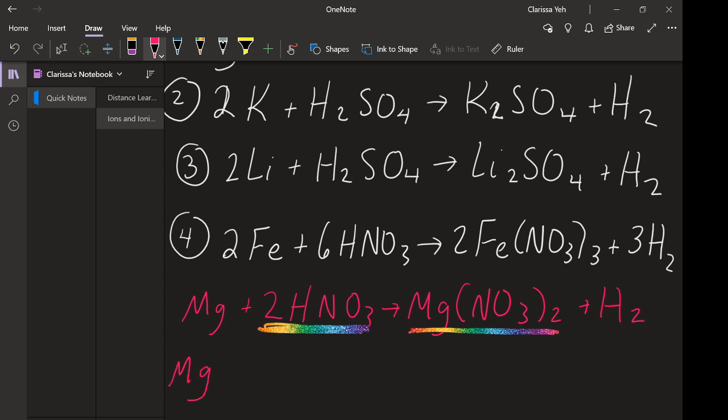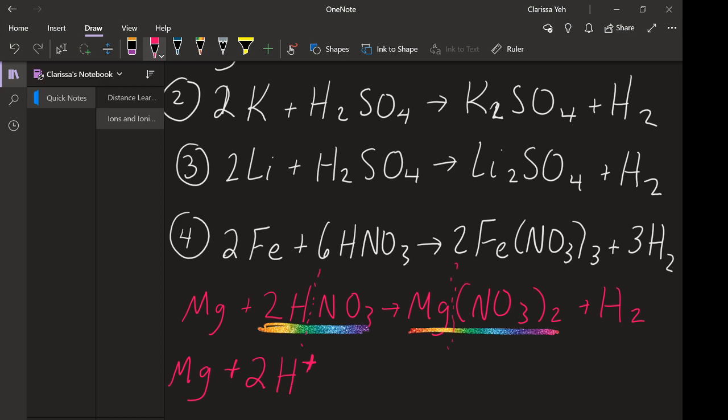So my Mg, I'm going to leave out the state symbols just so it gets less messy, so hopefully we can see it a bit more clearly. Mg stays the same. My H is going to get split from the NO3. My Mg is going to get split from the NO3 too. I have an H that is going to become charged, and hydrogen forms a 1 positive charge. So I'm going to keep that coefficient because I have 2 hydrogens here, but I'm going to write that they have a positive charge.